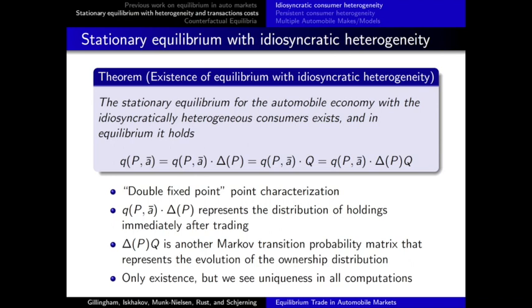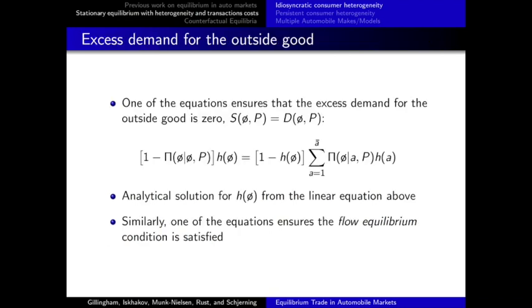Now, this theorem we're proving here is proving existence of the equilibrium, but we see uniqueness in virtually all computations, and you should be able to use fixed point theorems to show that this is actually a unique equilibrium. We just haven't done that.